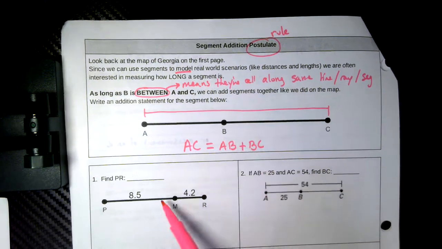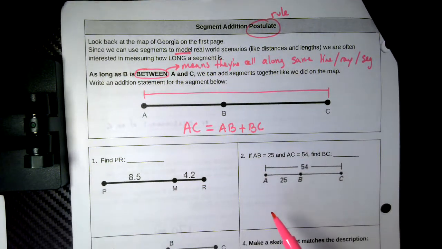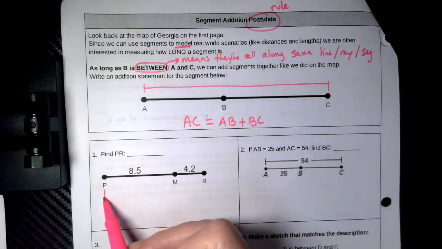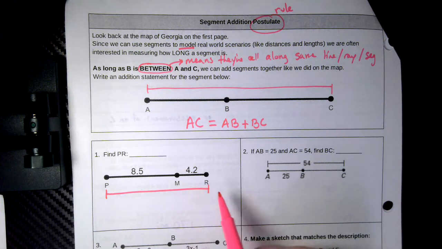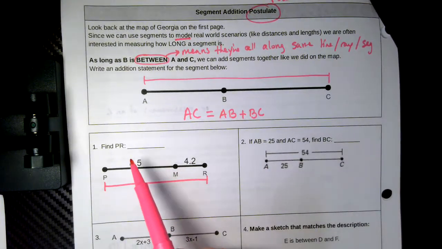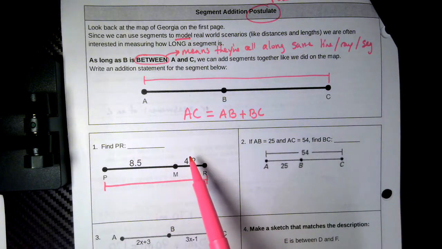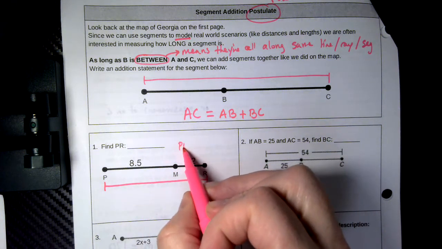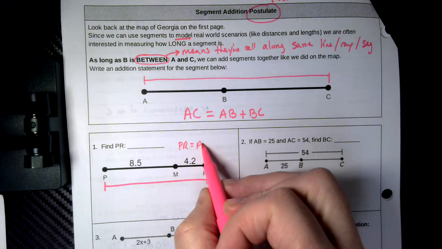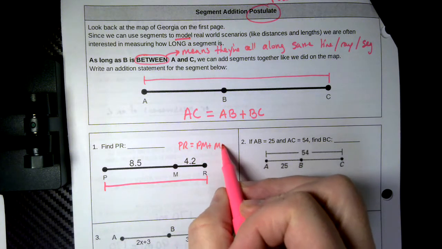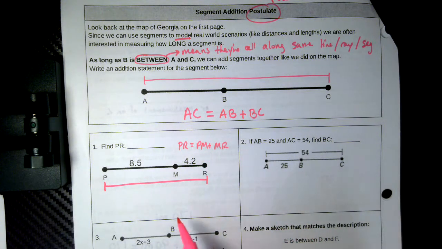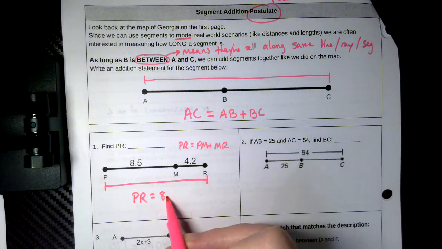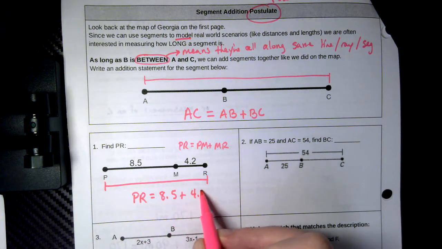And we're going to use that in a few models directly below that. Find the length of PR. So PR is the whole thing. So to figure out what PR is, I just need to take this segment plus this segment. So PR is actually equal to PM plus MR. Substitute the numbers in there. So PR is equal to 8.5 plus 4.2.